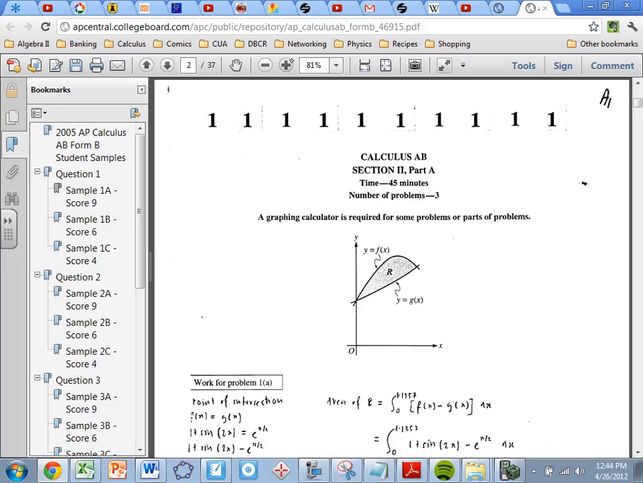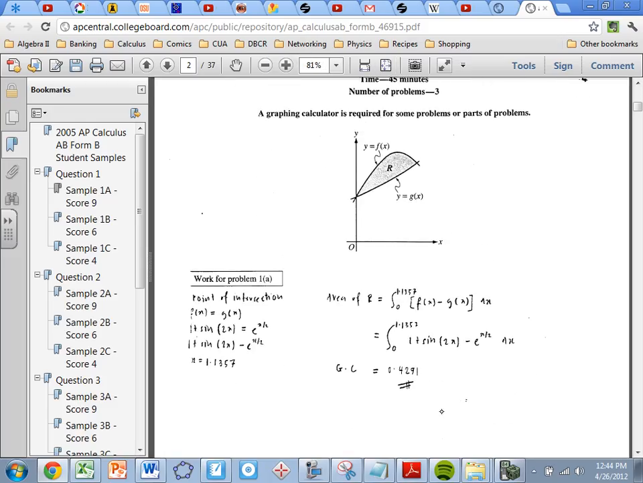This is what somebody wrote. Point of intersection. They wrote it down. They actually wrote the point of intersection. Then they wrote the area of R is there from the intersection. I would not write that. I would write A. See what I'm saying? I would do better than this person did here.